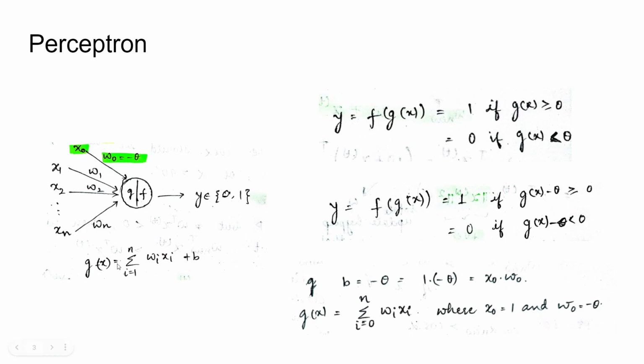Now if you look at this particular equation here where we say y equal to f of g of x, and this is being 1 if g of x is greater than some threshold theta, then you can see that w naught here is nothing but negative theta, right? Because if this is our g of x, and if g of x is greater than or equal to theta, which means g of x minus theta should be greater than or equal to 0, right? And that minus theta is nothing but representing this b here. Okay, so that's how the threshold is coming directly into the equation of the perceptron.